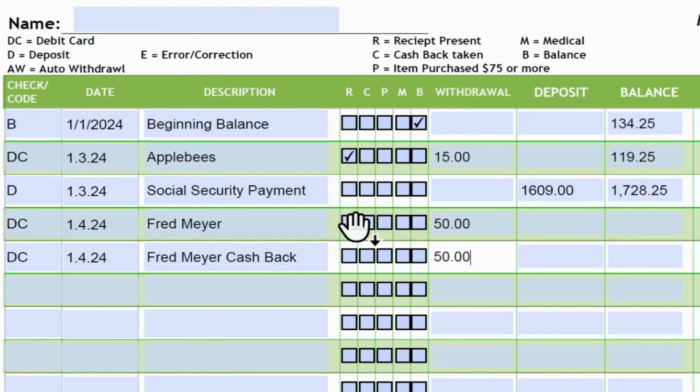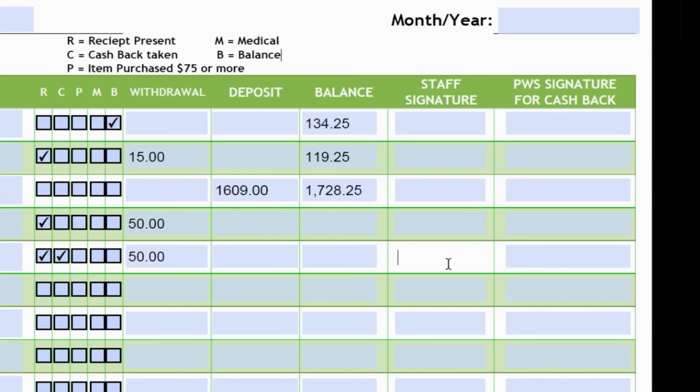However, we're going to make sure that, of course, we have the receipts for both of these. And on the cash back line, we want to check off C for cash. And that's our reminder again that besides when we sign, the person we support will have to sign as well, confirming that they did receive the cash.